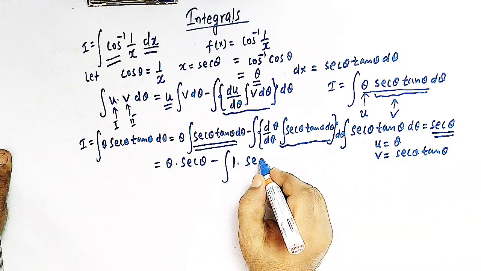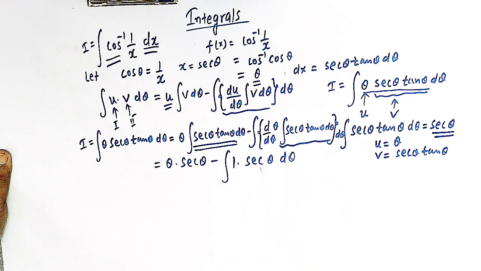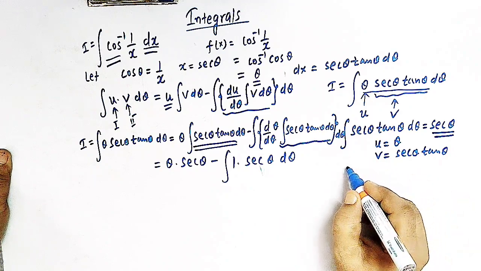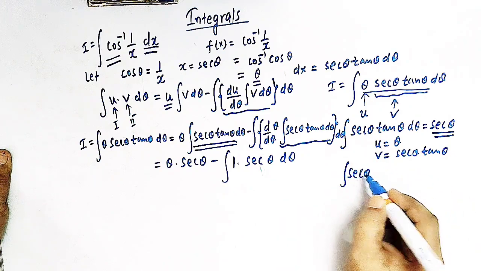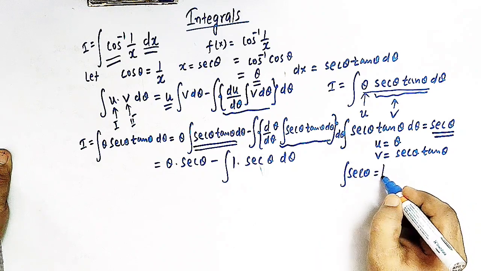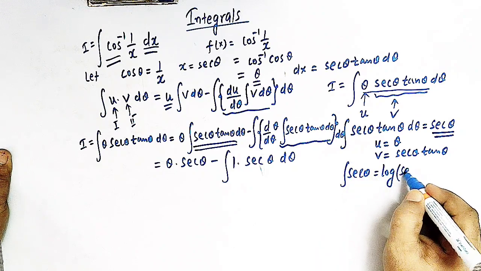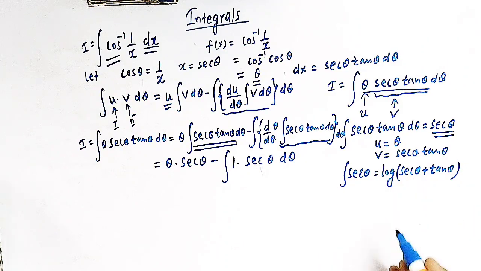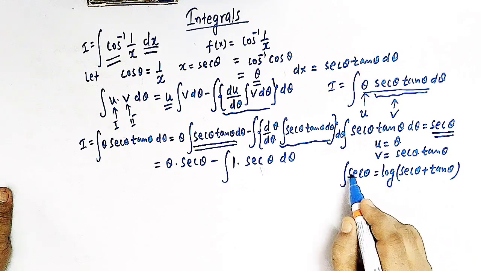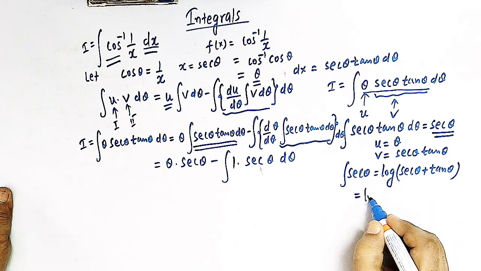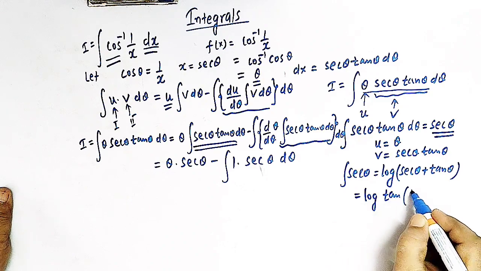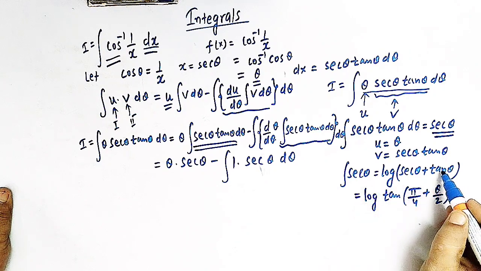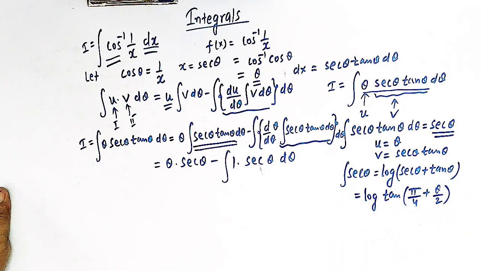So here we can write secant theta d theta. Now, from the standard results of indefinite integrals, we know that the integral of secant theta is given by log of sec theta plus tan theta, right? We can also use this result for the integral of secant theta, that is log of tangent of pi by 4 plus theta over 2.